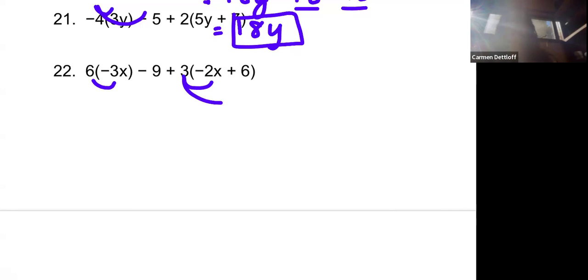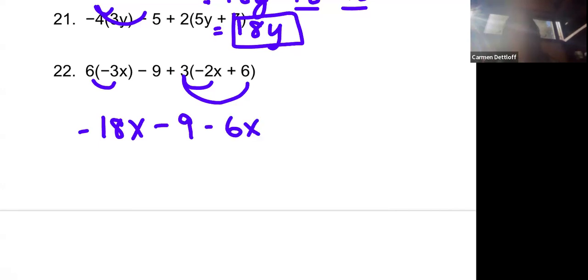6 times negative 3 gives me negative 18x. And then this negative 9 just comes along for the ride. I didn't do anything to it. And then I distribute my 3 times negative 2 gives me negative 6x. 3 times 6 gives me positive 18.